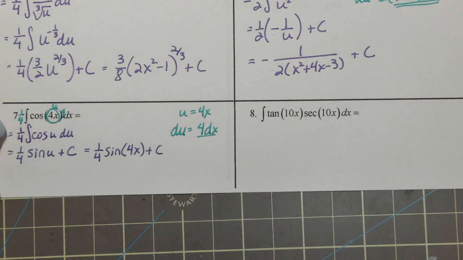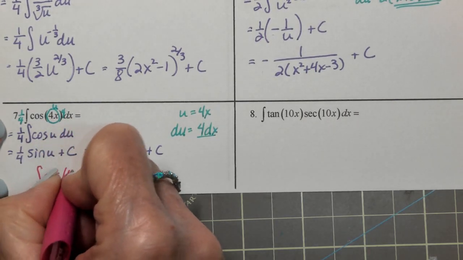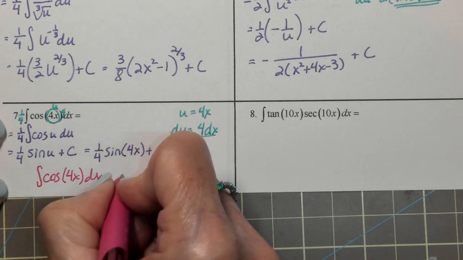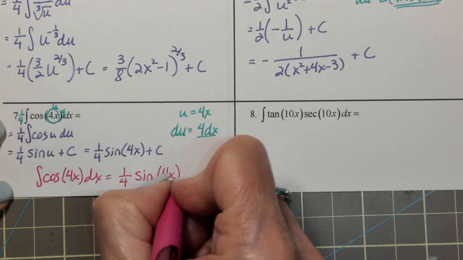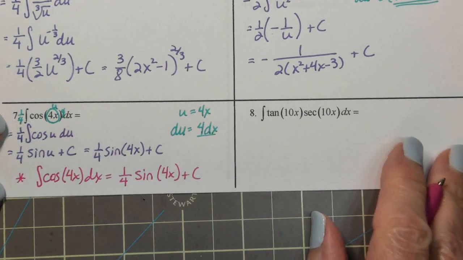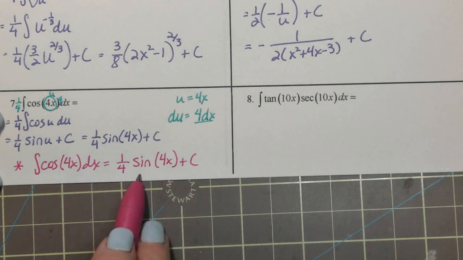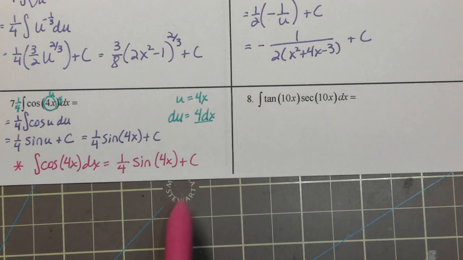we get that. So let's recap this. We found out that the integral of cosine of 4x dx is 1/4 sine of 4x, right? So if you know what this is going to do, you can do it without going through a lot. If you notice the pattern, let's put it that way, notice the pattern here. Alrighty.